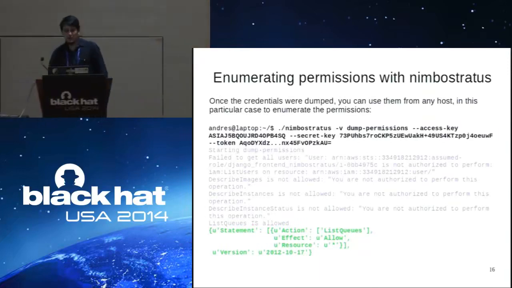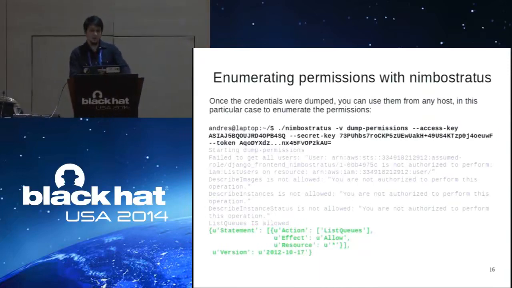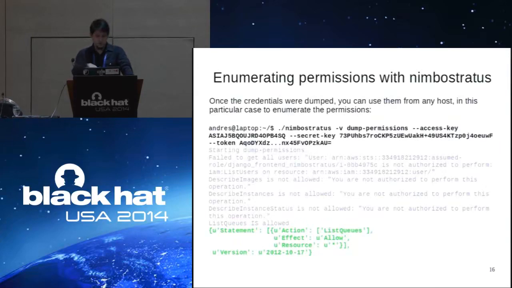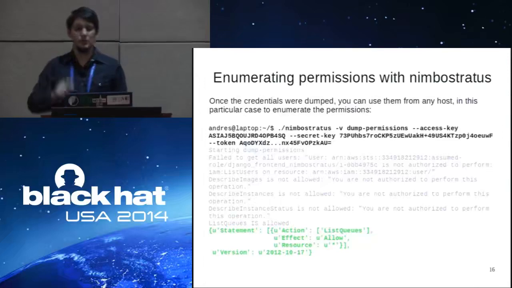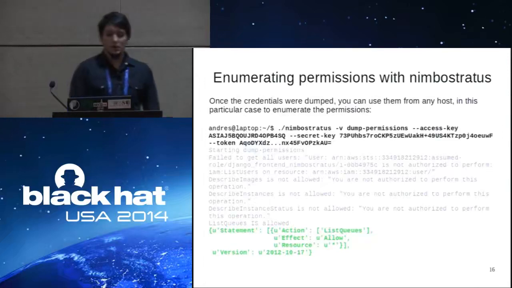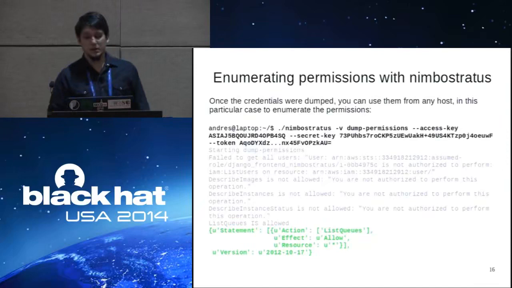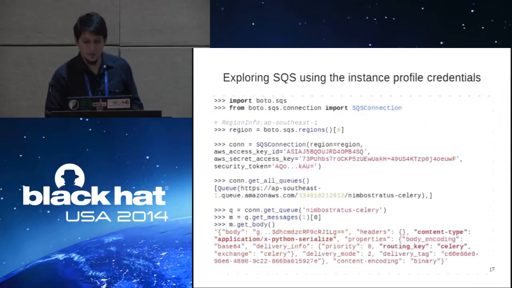After running this, I found that the permissions this tool was able to enumerate are not the whole permission set, but only the ones that we were able to enumerate. The permissions were those where it says statement, action, list queues, effect, allow, resource, star. At that point, I said, what is list queues? I don't know what it is.